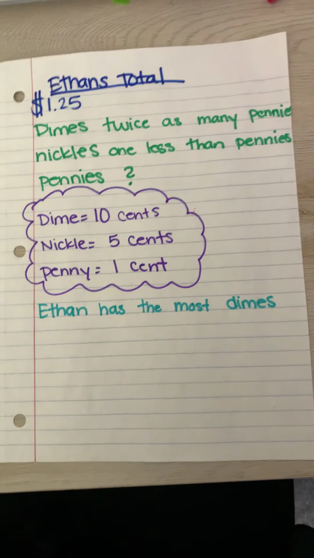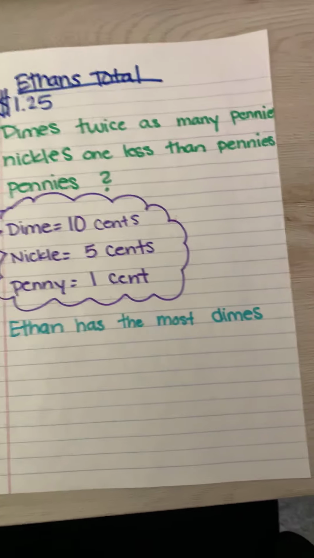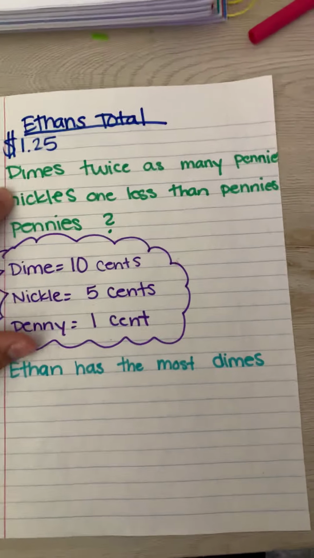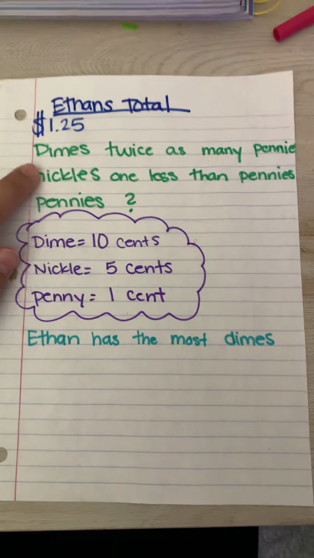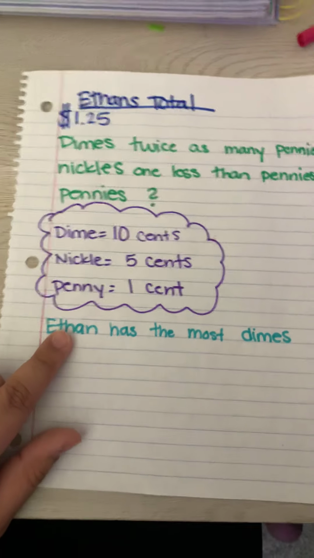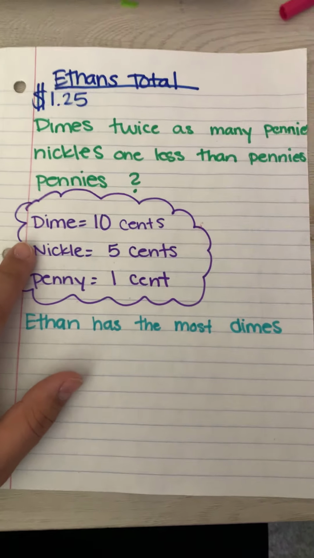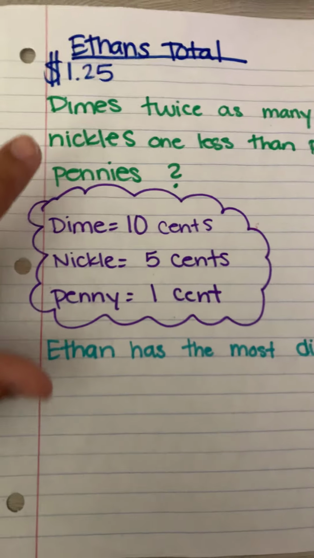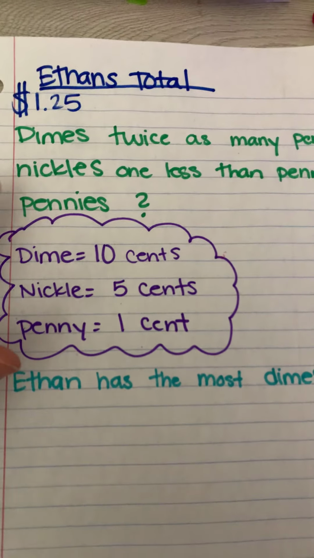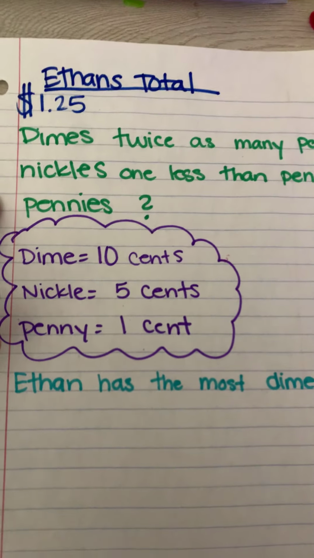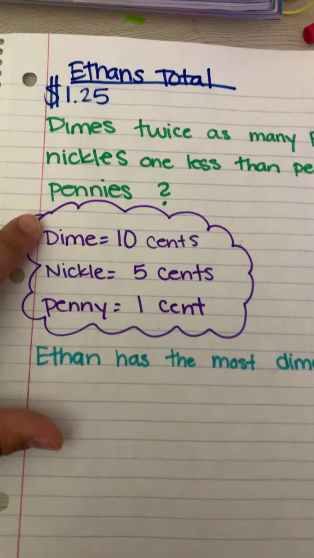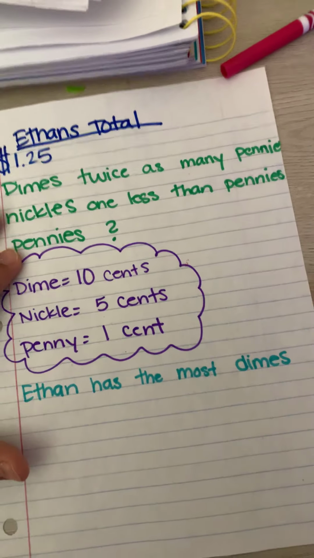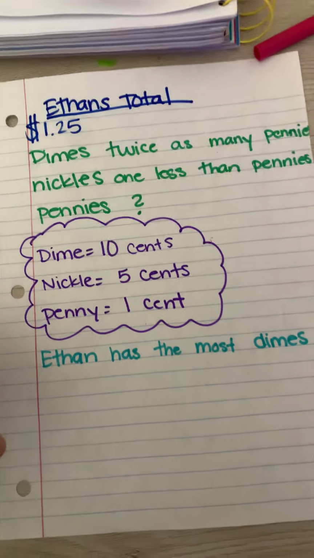So the way I mapped this out is I kind of just wrote down my facts on this piece of paper. So he has twice as many dimes as pennies. So he is going to have the most dimes. Dimes is 10 cents, nickels 5 cents, pennies 1 cent. So nickels, he has one less nickel than pennies. So we need to figure out, we don't know how many pennies he has, and we need to figure out how much he has of each.